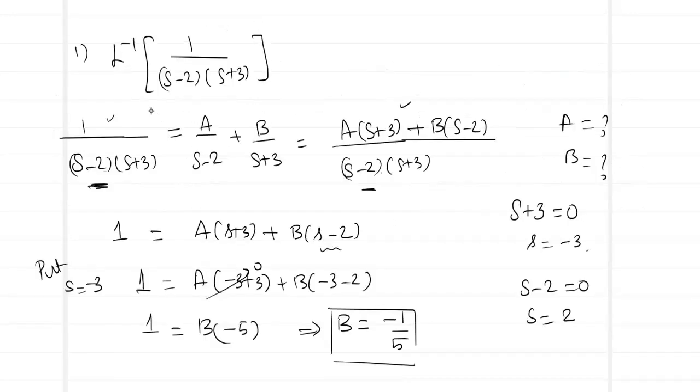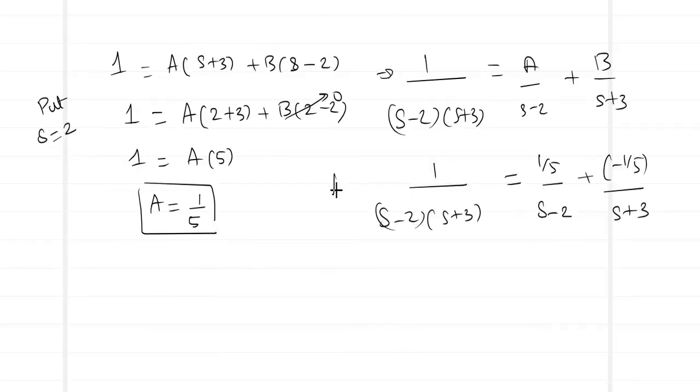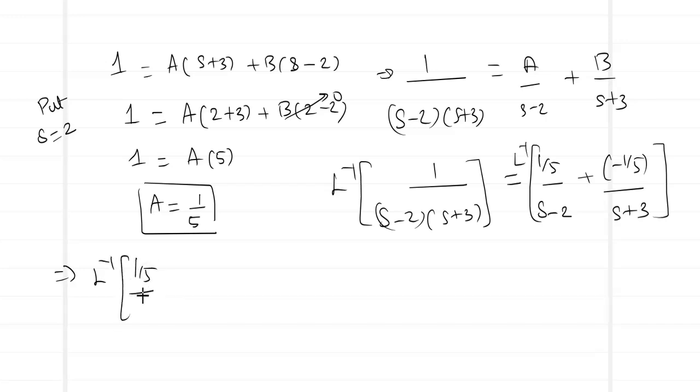Go back to your original question. What we wanted was Laplace inverse of this fraction. So, when I wanted to apply Laplace inverse to this quantity, what I do is take Laplace inverse on both sides. Hence, this gives me the value of Laplace inverse of 1 by 5 by s minus 2 plus Laplace inverse of minus 1 by 5 divided by s plus 3. 1 by 5 is a constant. It comes outside, leaving you with 1 by s minus 2.